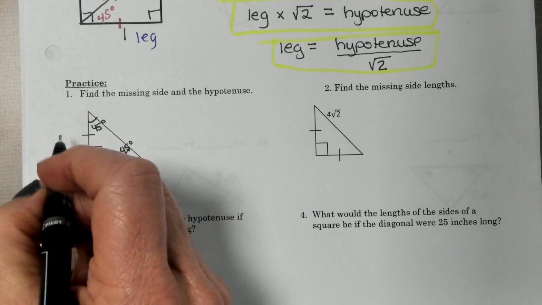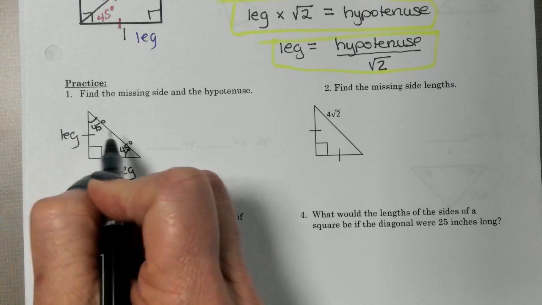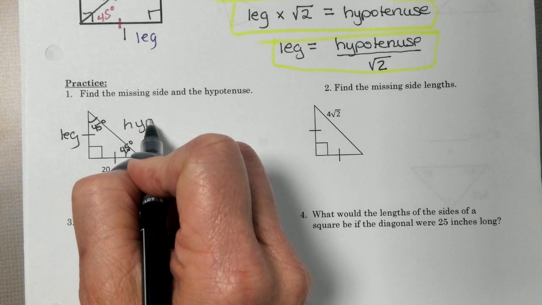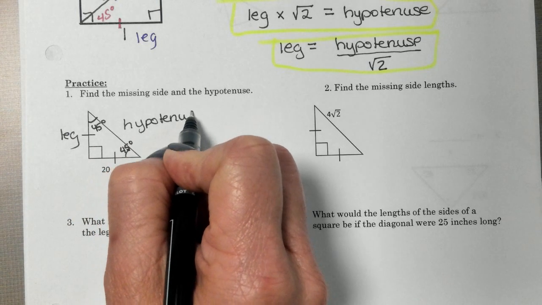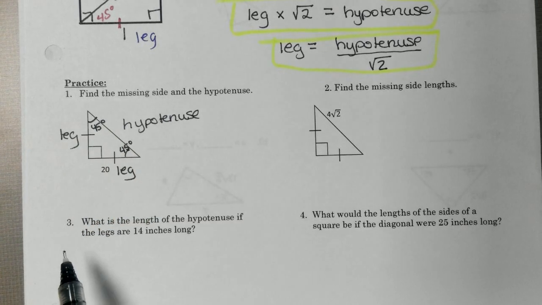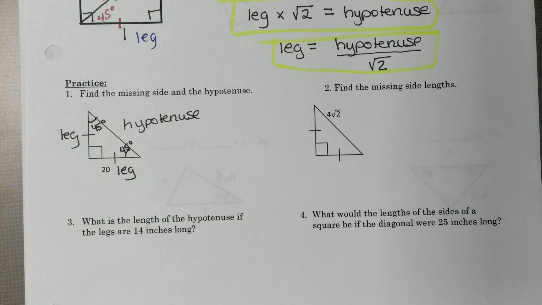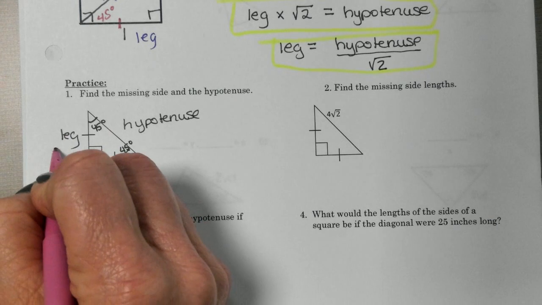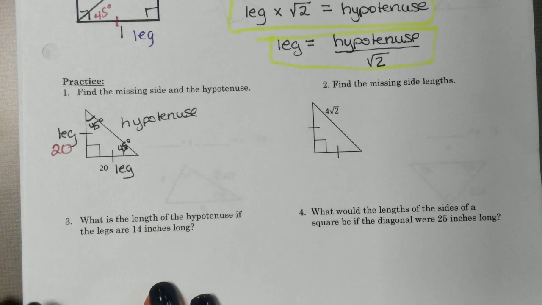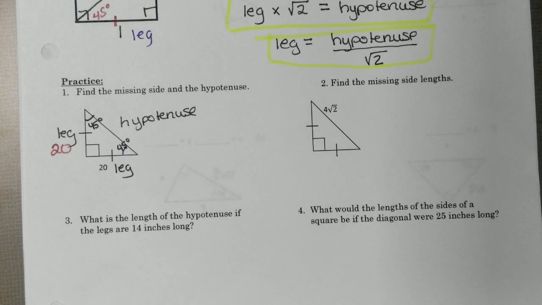This is our other leg, and this is our hypotenuse. It says find the missing side and the hypotenuse. So if this leg is 20, then I know this leg is 20 because our legs are the same. They are the same length.